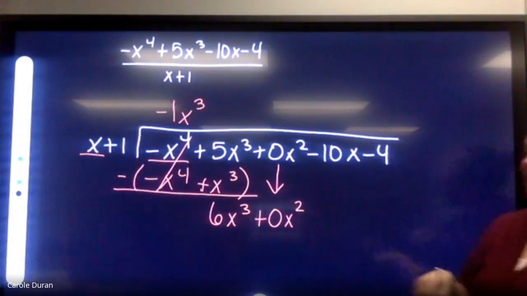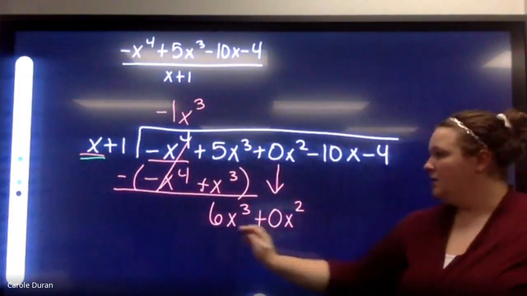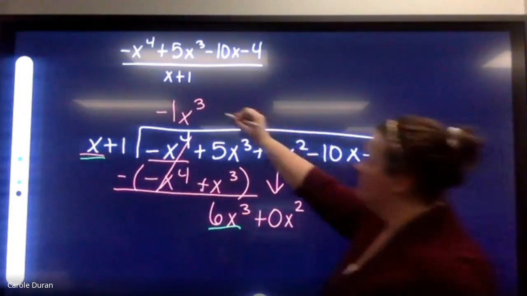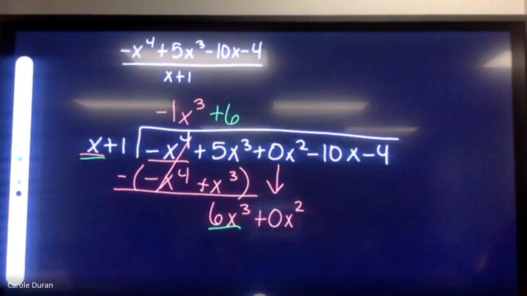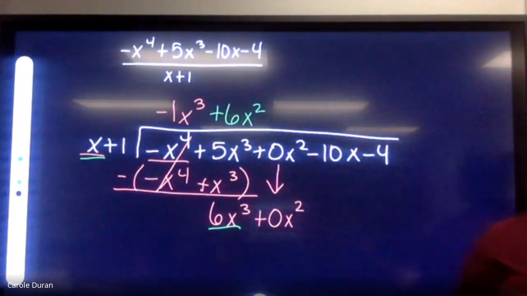Okay, so then we ask ourselves, how do I get from the first term in my divisor to the first term in my new dividend portion? My 6x cubed. Hold on, think in your head. How do I get from an x to a 6x cubed? What number do I need to multiply it by? 6. How many x's do I need to get from an x to an x cubed? So I need to multiply by an x squared. So altogether, I'm multiplying by 6x squared.